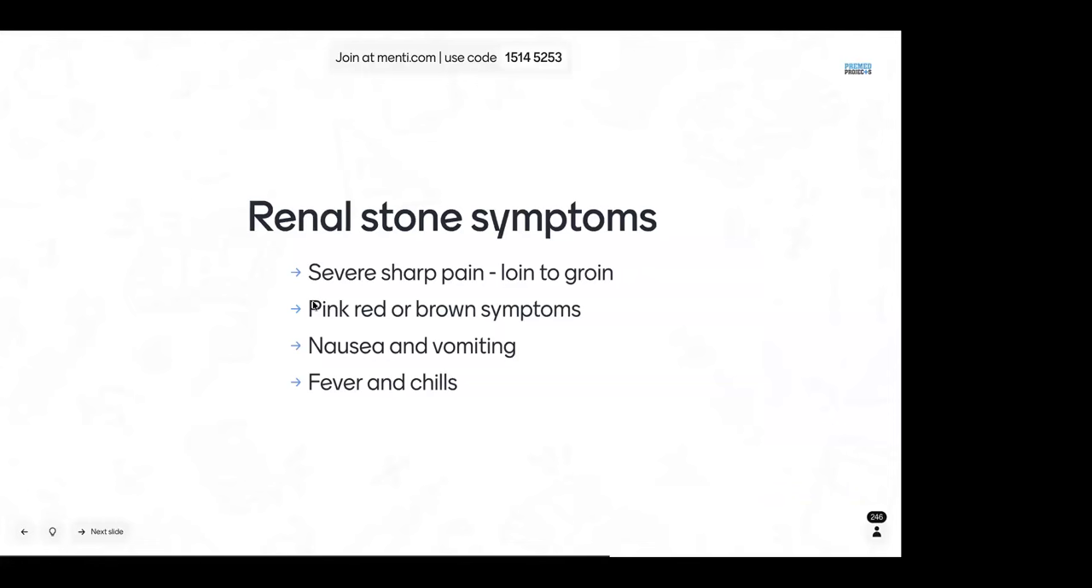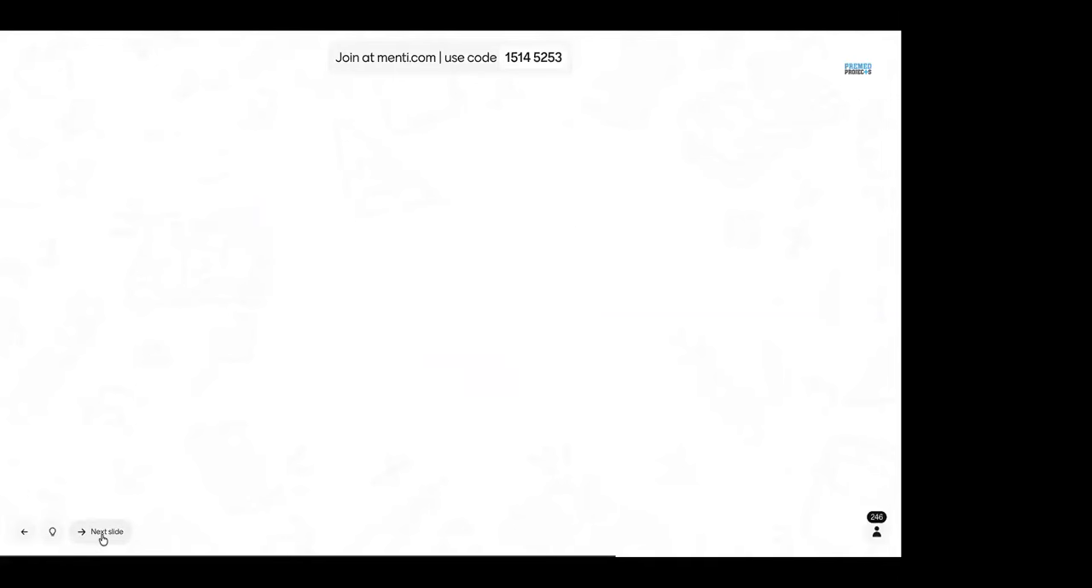So what are renal stone symptoms? Severe sharp pain, and usually the pain is a shooting pain from your loin to your groin, so from the top of your abdomen to the bottom, to your groin. It's really sharp pain because your kidneys are connected to your ureters, which try to push urine via peristalsis. Anytime the ureters try to contract via peristalsis, you get severe pain. You also get pink or red urine, nausea and vomiting, and also fevers and chills.